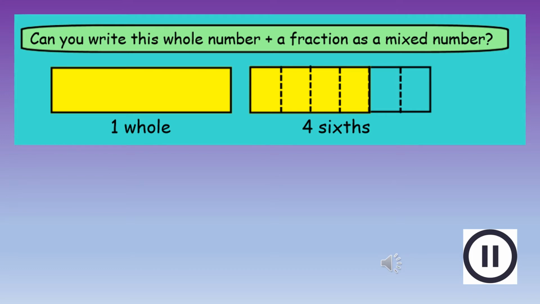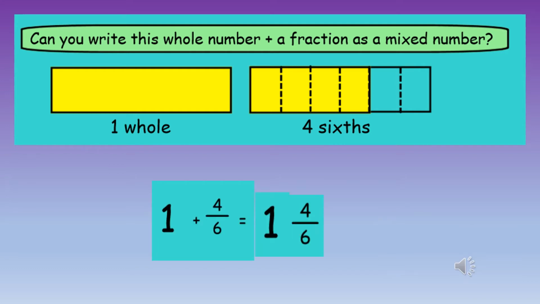Pause the video and have a go at writing this one as a mixed number fraction. This one shows just one whole. There is one whole shaded in yellow, giving you 1. And on the diagram on the right, it is split into 6, and 4 of those 6 are shaded in yellow, giving you 4/6. So the answer is 1 4/6.